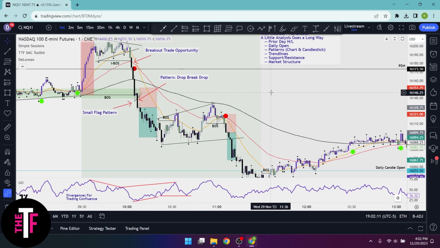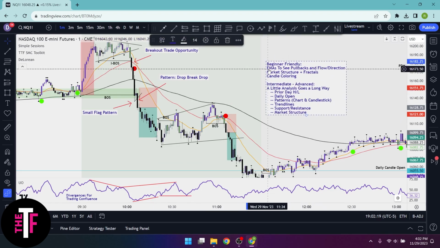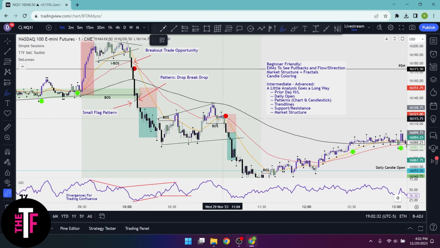If you haven't studied market structure, I really highly recommend that you study that. Also look into multi-time frame analysis. But keeping things simple, again, back to beginner friendly, the EMAs are a really great visual to help you understand what's happening, that these are just pullbacks and that you don't necessarily have a trade yet. So it pulls back and then you do get a trade. The DeLorean gives you a signal.